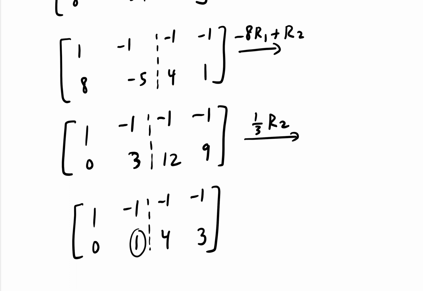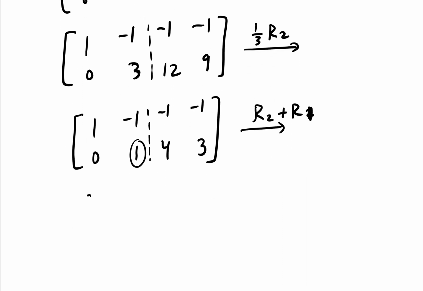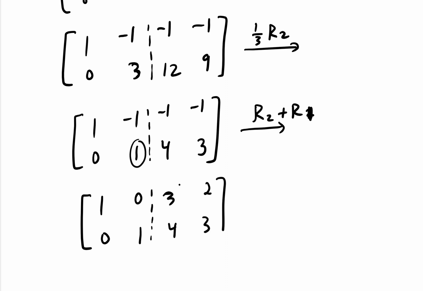Now I use this one to clean up that column. So I do row 2 added to row 1. That will clean it up. Oops, added to row 1. So it's 1, 0, 0, 1, actually 3, 4. So this part here is what we're looking for from C to B.